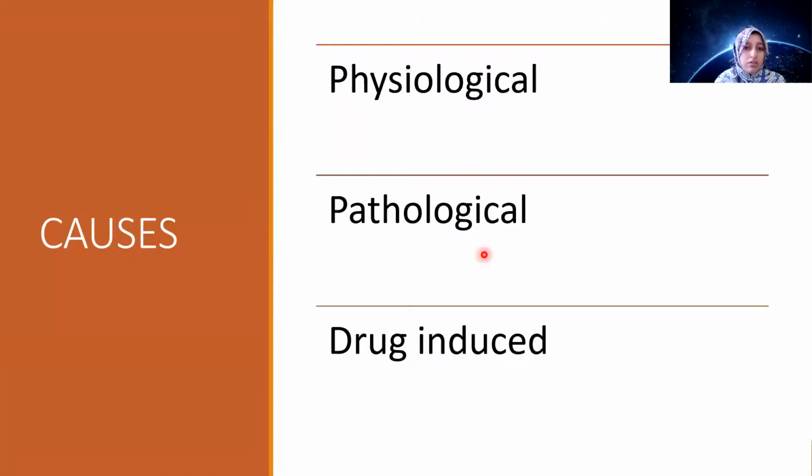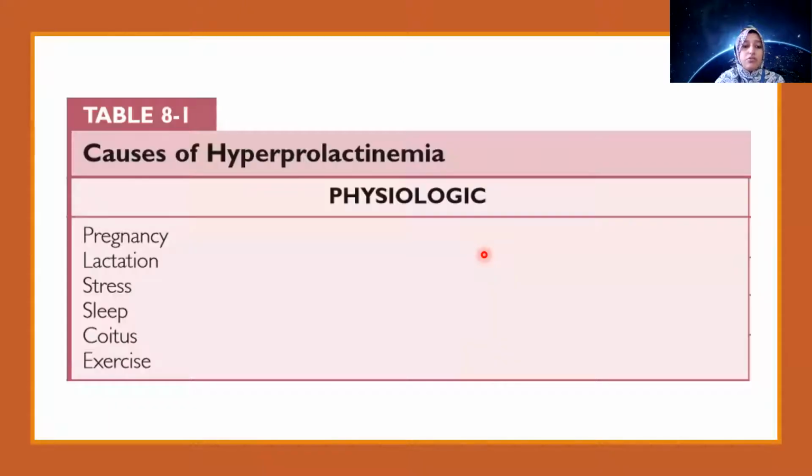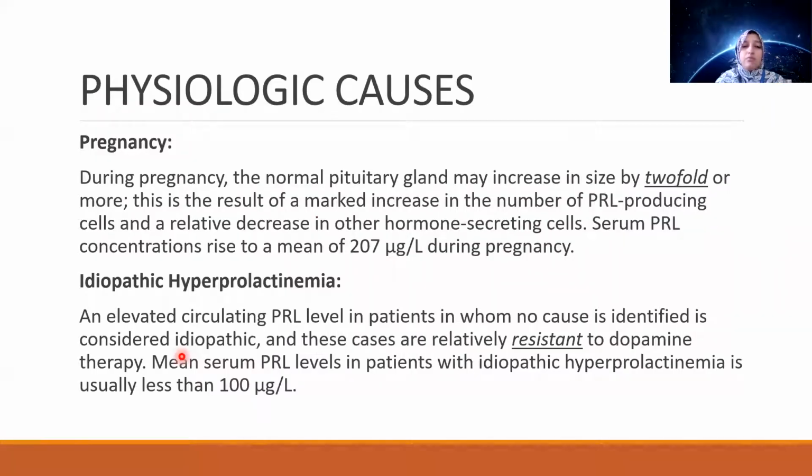Now let's start the topic of hyperprolactinemia. There are three main causes: physiological, pathological, and drug-induced. Physiological causes include pregnancy, lactation, stress, sleep, coitus, and exercise. I'm going to discuss a bit about the important physiological causes. Number one is pregnancy. During pregnancy, the normal pituitary gland increases in size by 2 to 3 folds. This is the result of a marked increase in the number of prolactin-producing cells and a relative decrease in other hormone-secreting cells. And this is going on under the influence of estrogen, remember.